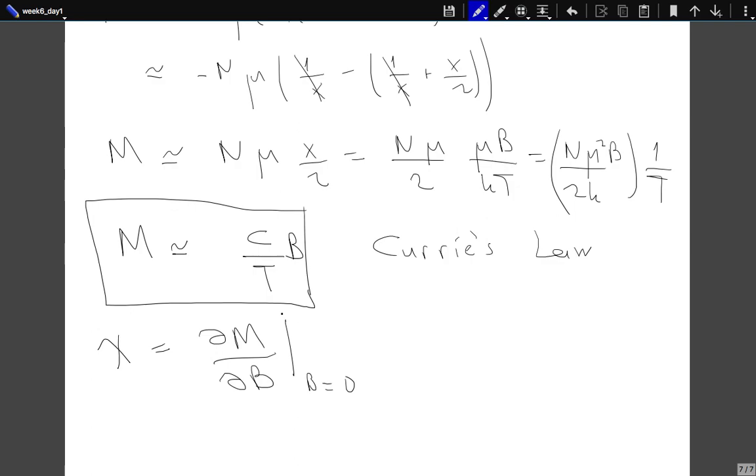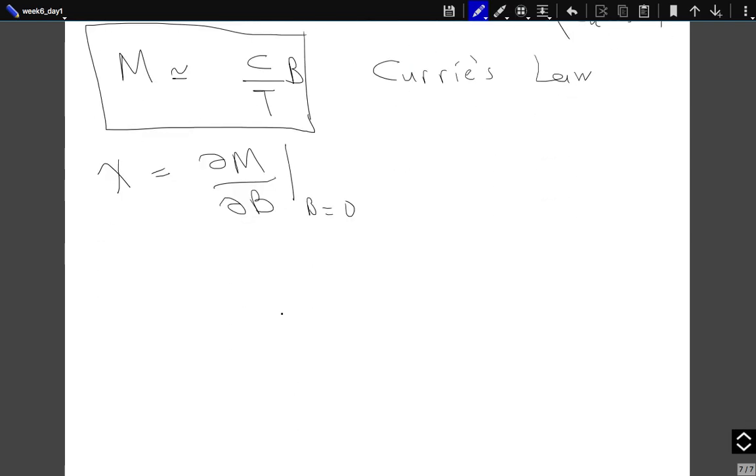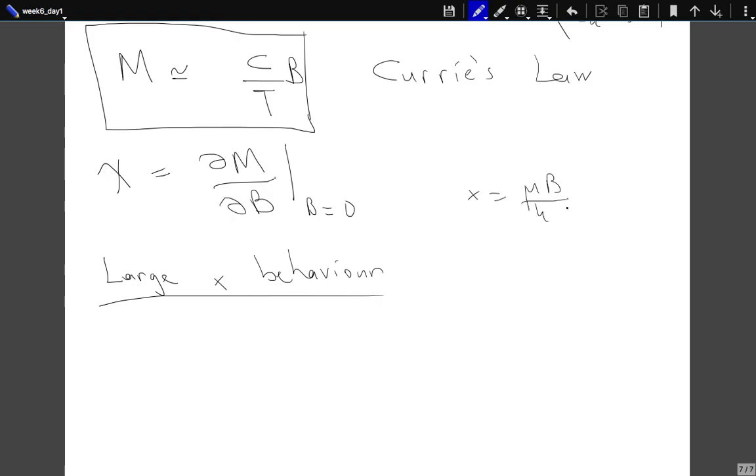Oh, okay, before giving a break, sorry. This is the high temperature behavior. Let's look at the low temperature and then give a break. Large x. Again, remember x is mu B over k T. Large x means T goes to 0 or B goes to infinity.